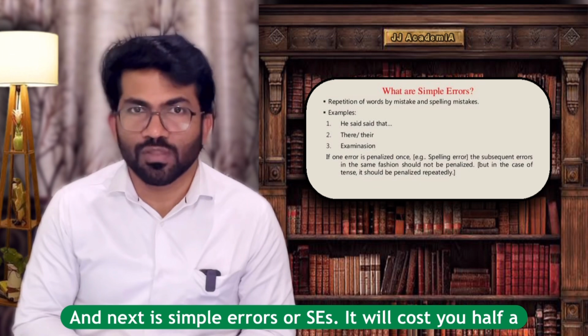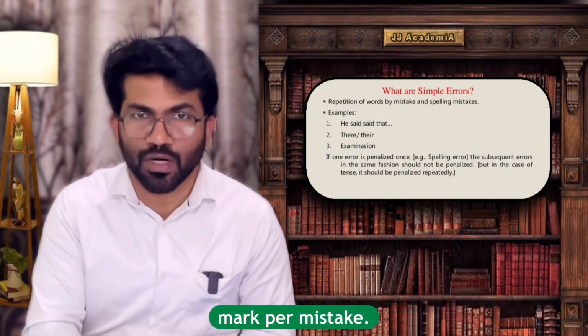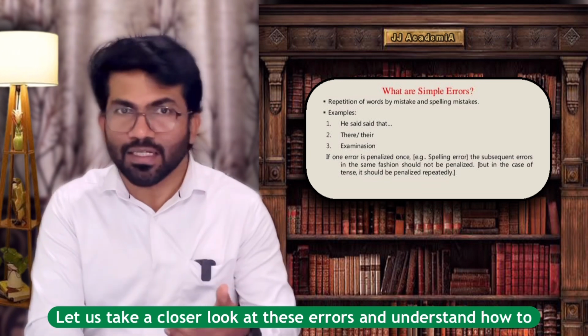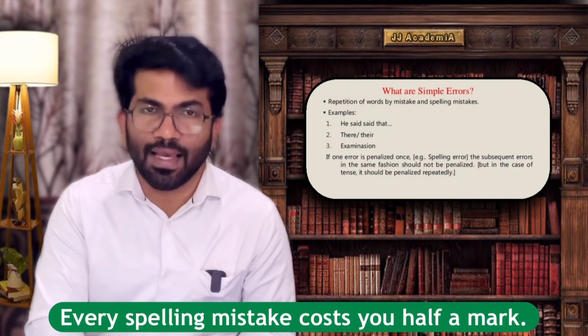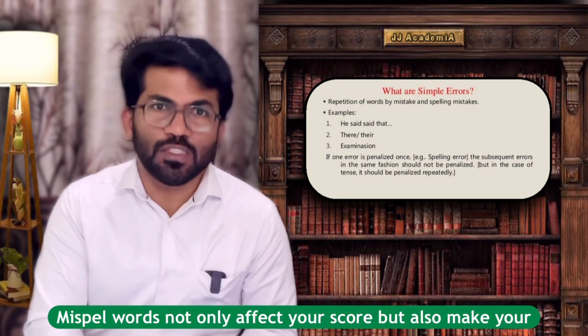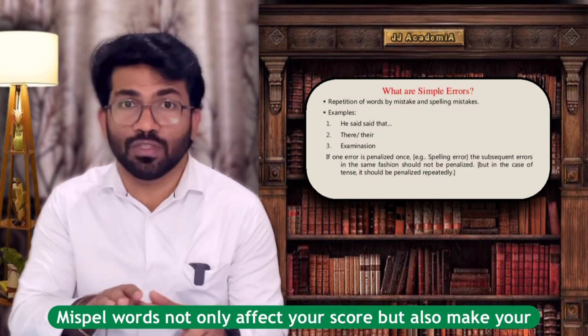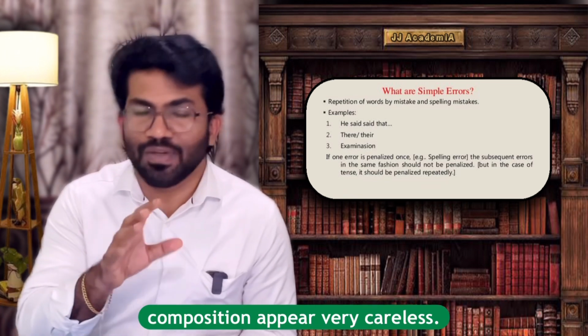And next is symbol errors or SEs. It will cost you half a mark per mistake. Let us take a closer look at these errors and understand how to avoid them. Every spelling mistake costs you half a mark. Misspelled words not only affect your score but also make your composition appear very careless.